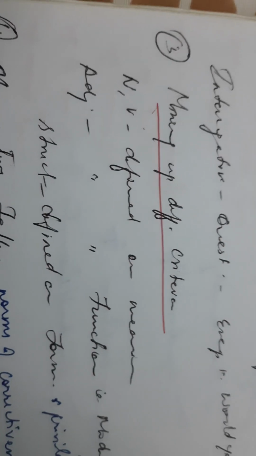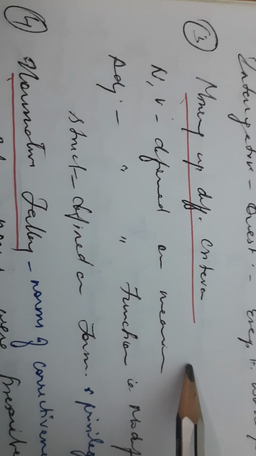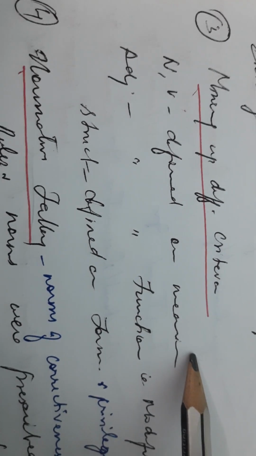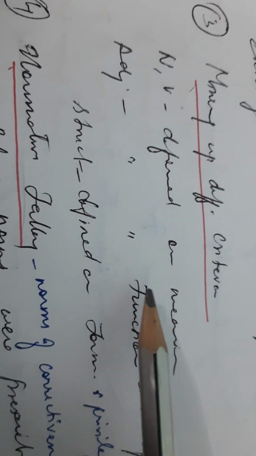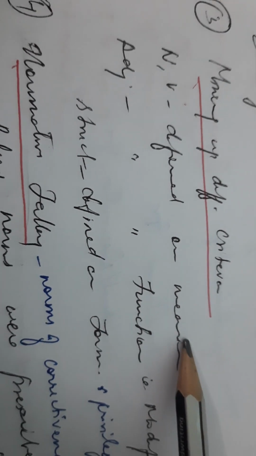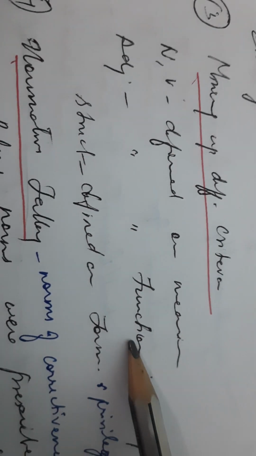And the third one is mixing up of different criteria. Mixing up of different criteria means that in the parts of speech itself, certain parts of speech are defined using meaning, and certain other parts of speech like adjectives are defined using function.